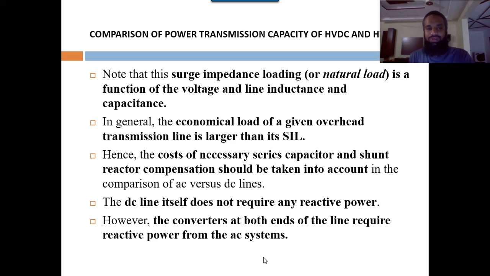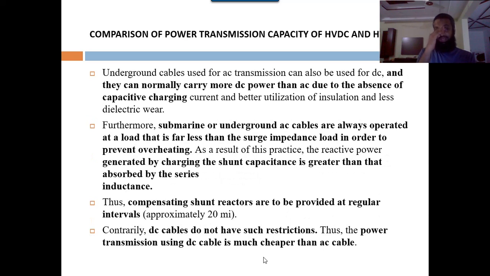So surge impedance loading is a function of voltage and the current, voltage and line inductance and the capacitance. In general, the economical load of the given overhead transmission line is larger than SIL. So it is very important that the load should be larger than SIL. The cost of the necessary series capacitor and shunt reactor compensation should be taken into account in comparison of the AC and DC. The DC line itself does not require any reactive power. However, the converter at both ends of the line requires reactive power for the AC system.